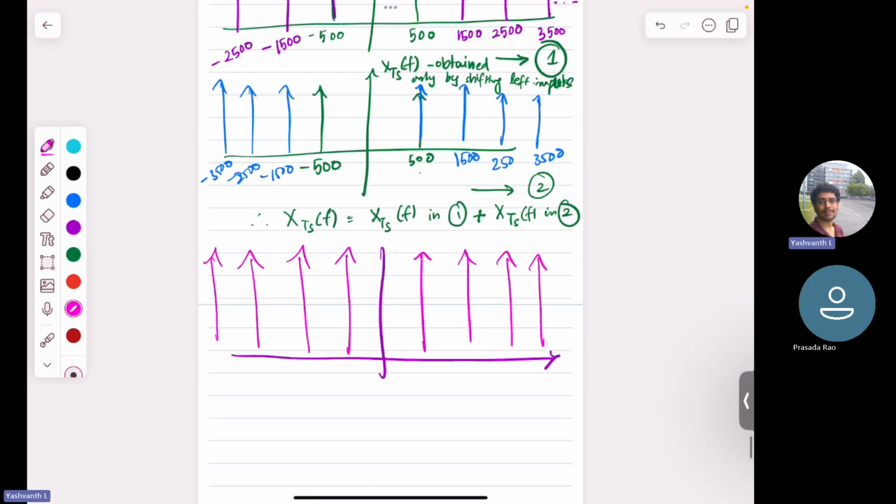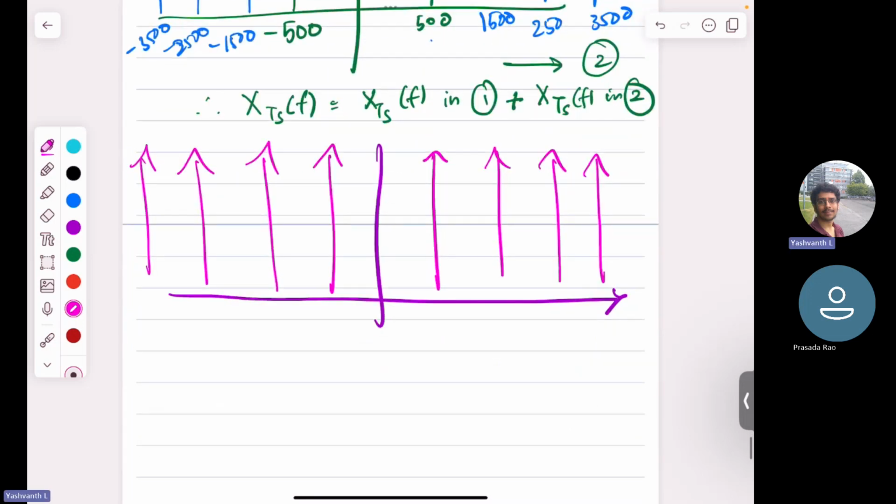Okay, and what will be the frequency content? This will be 0, this will be 500, 1500, 2500, 3500, minus 500, minus 1500, minus 2500, minus 3500, and it keeps on going.